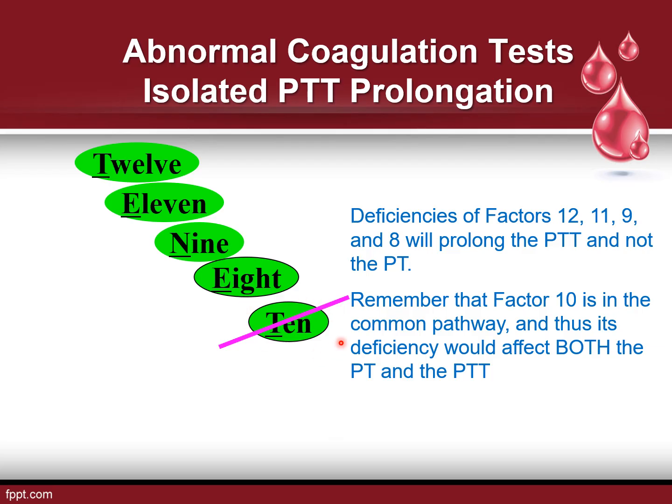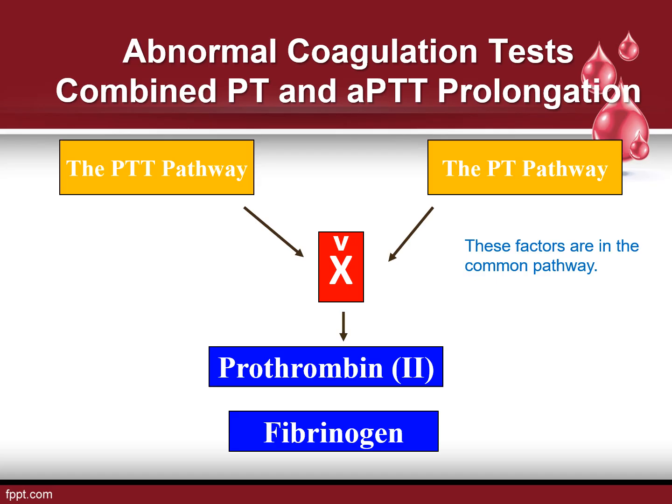It means if you have any abnormality concerning factor 10, you will see prolongation of PT and PTT. 12, 11, 9, 8 will prolong PTT, the intrinsic pathway, and not the PT. These factors are in the common pathway, factor 5, 10, prothrombin or factor 2, and fibrinogen, and in this case we see prolongation of PT and APTT.